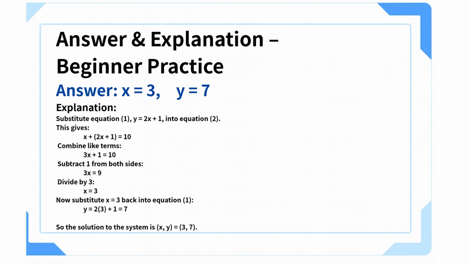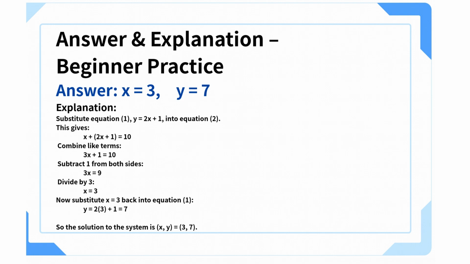Let's go through the solution together. We start with equation 1, which tells us that y equals 2x plus 1. Substitute this expression for y into equation 2. That gives us x plus open parenthesis 2x plus 1 close parenthesis equals 10. Combine like terms. 3x plus 1 equals 10. Next, subtract 1 from both sides. Now we have 3x equals 9. Divide both sides by 3, and we get x equals 3.